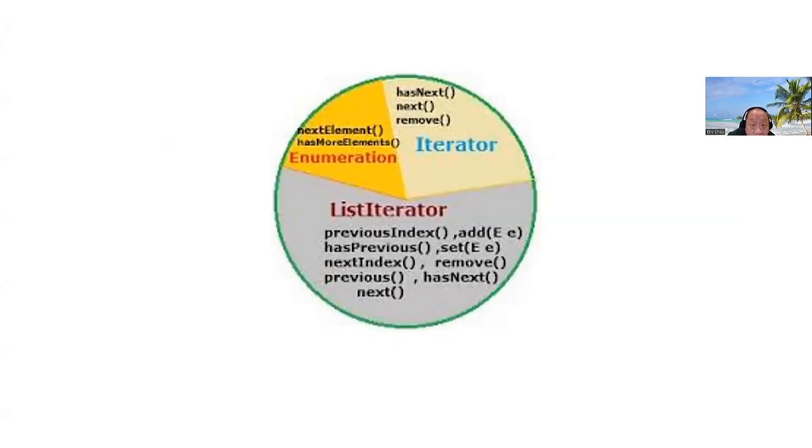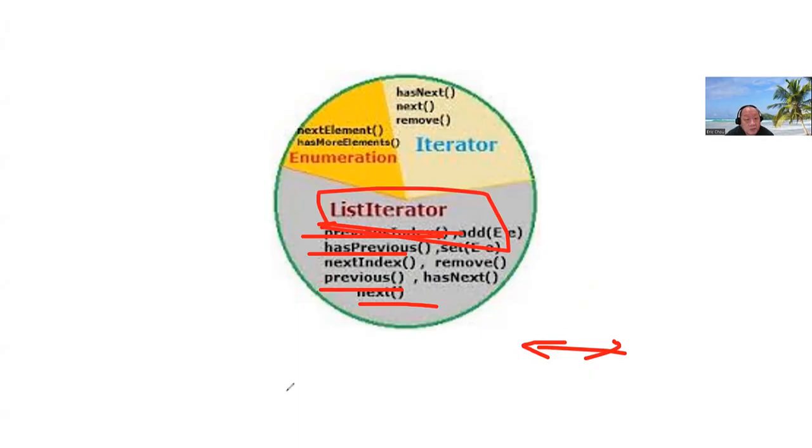So there is an Iterator, and there's another one called ListIterator. Iterator only has next and remove. And ListIterator has previous index, has next, previous, next. So ListIterator is dual direction, bidirectional. You can have the previous and next functions.